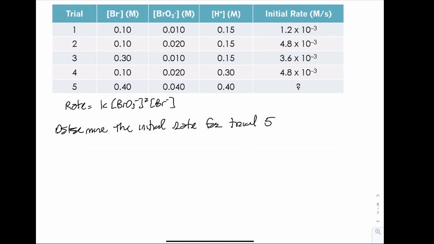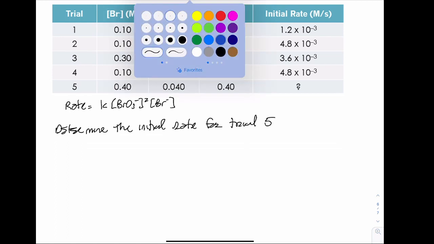What we're going to need to do is use one of our other trials to solve for our rate constant. Once we have the value for our rate constant, then we can use the concentrations from trial 5 to determine my initial rate. I'm not going to need my concentrations of protons as part of this problem, because that's not part of my rate law. Changing the concentration of hydrogen ions has no effect on my rate. It's not part of my rate law, so we don't need this column at all for this part of the question. So I'm going to use trial 1.